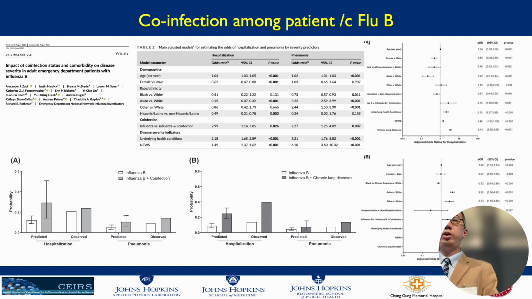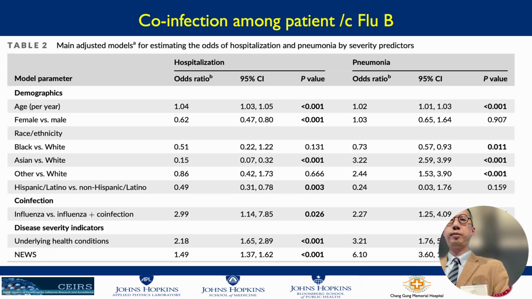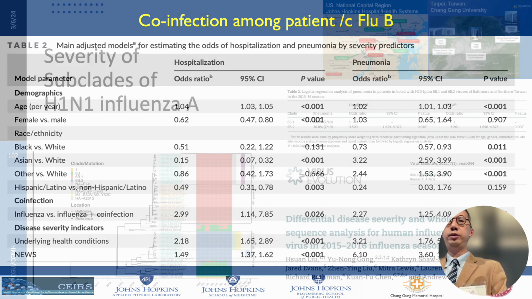Back to the SEARCH network, one of our research projects includes studying the impact of co-infection among patients with influenza B. This study, which was accepted for publication without revision, found that co-infection significantly increases the odds of developing severe complications after adjusting for potential confounders.